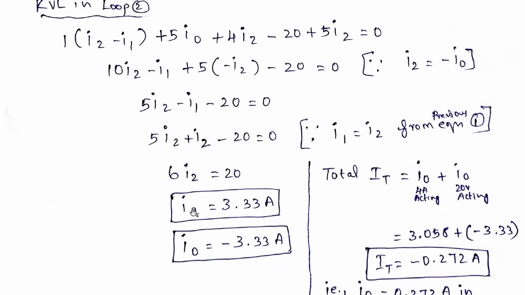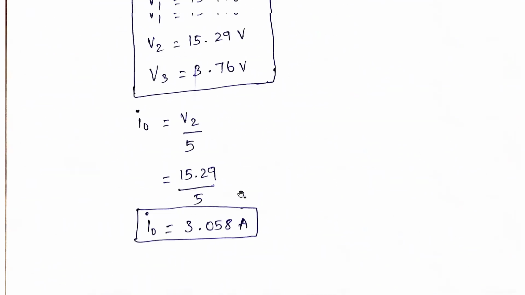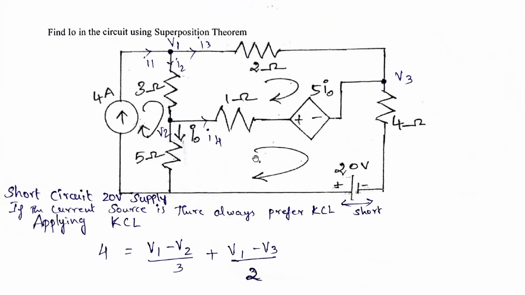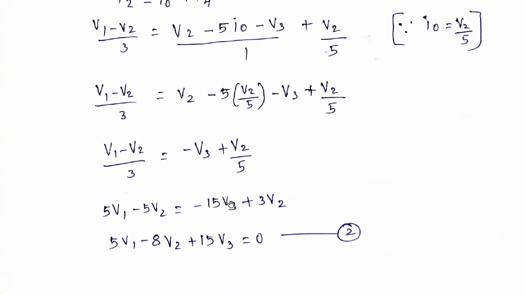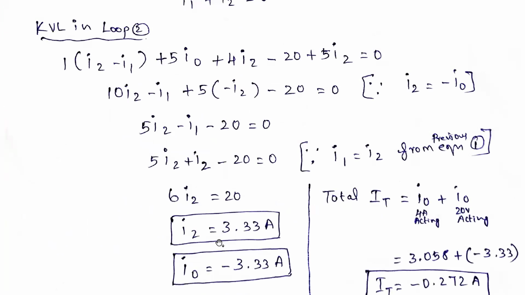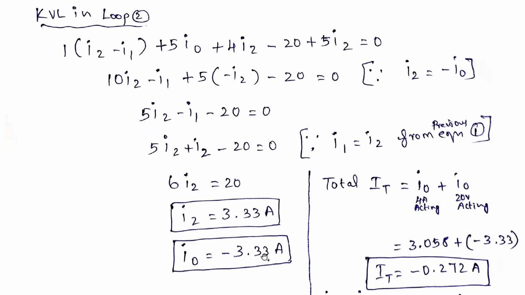Here I2 is nothing but minus I0, so I0 is equal to minus 3.33. Why minus I0? If you see the question, we took I2 in this direction, but the current is flowing in the reverse direction. So I2 is equal to minus I0, and that's why I0 is equal to minus 3.33 amperes when only the 20 volts is acting.